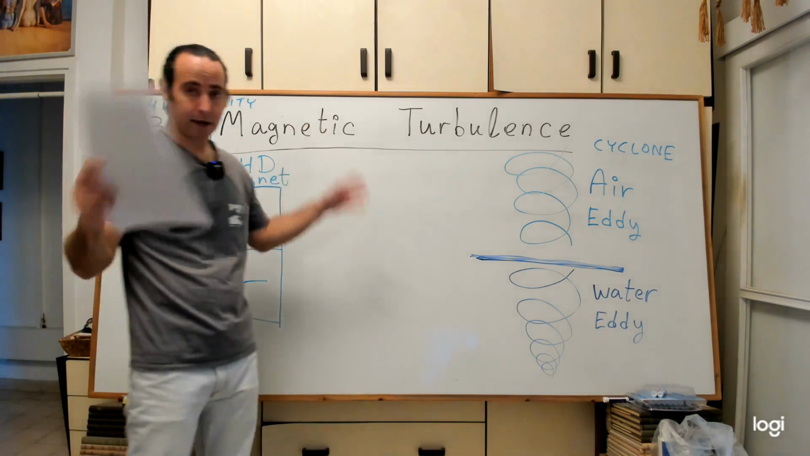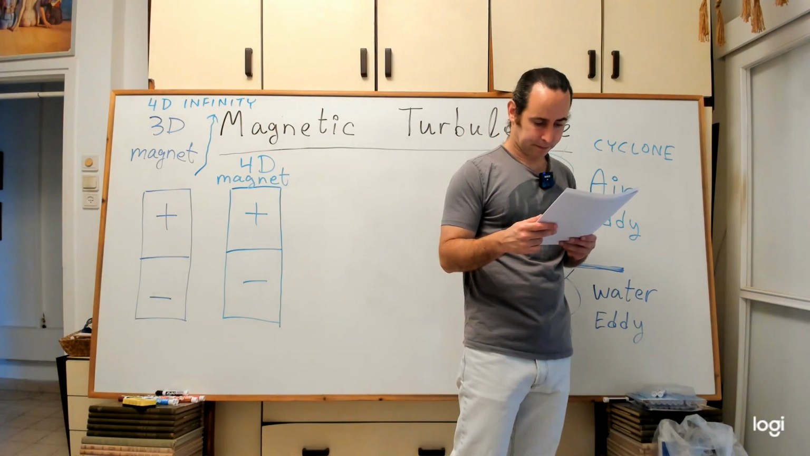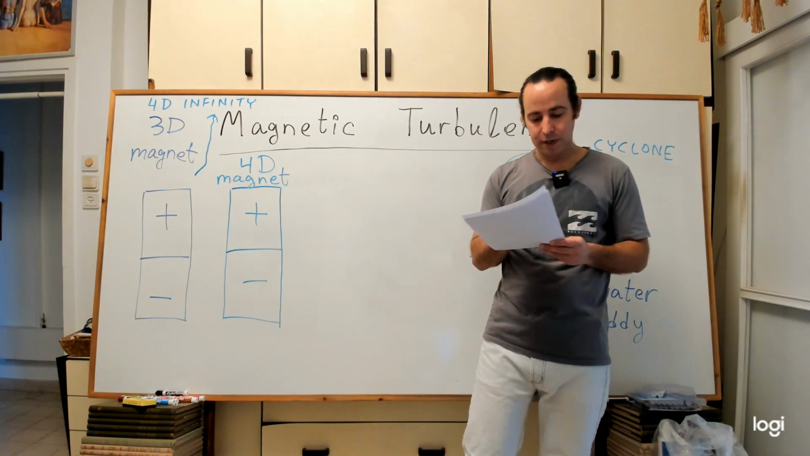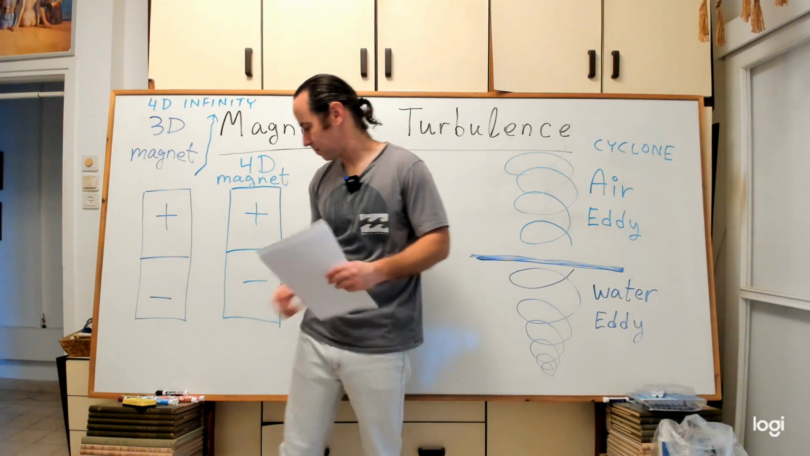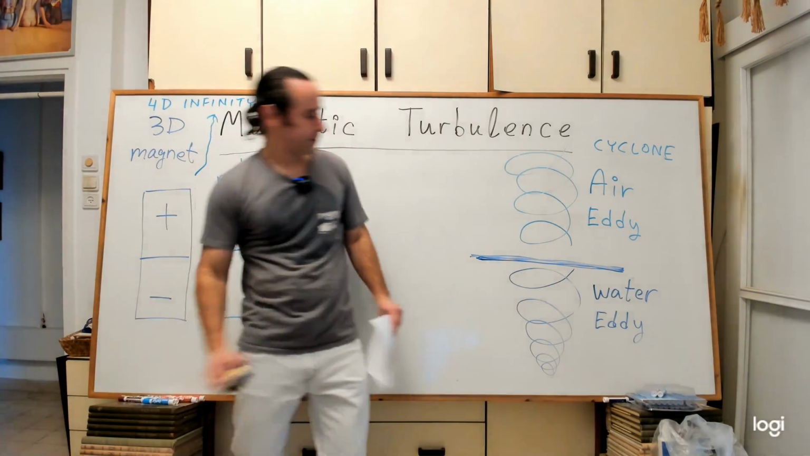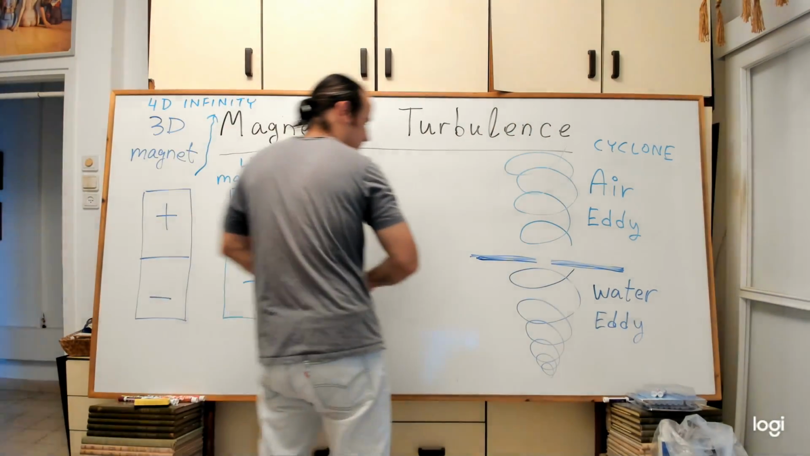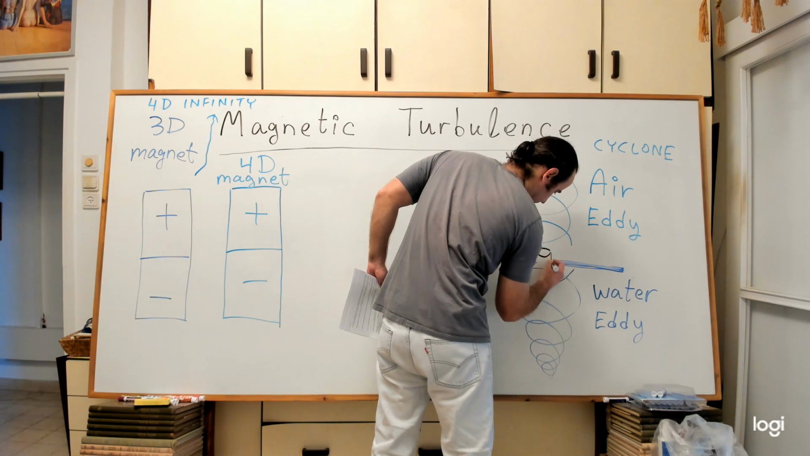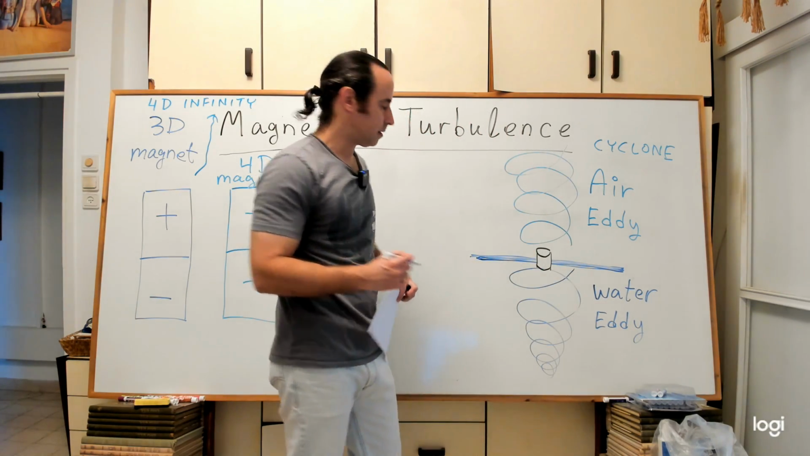Of course, in all directions. Back to the analogy. It's like a buoy that floats on the water. Let's draw a buoy. Okay, I'm drawing it like a barrel. This is a buoy.